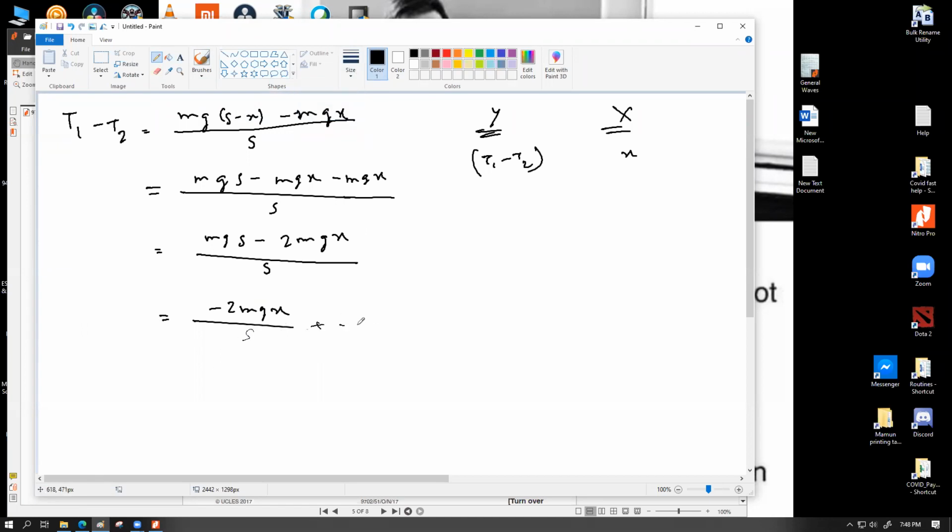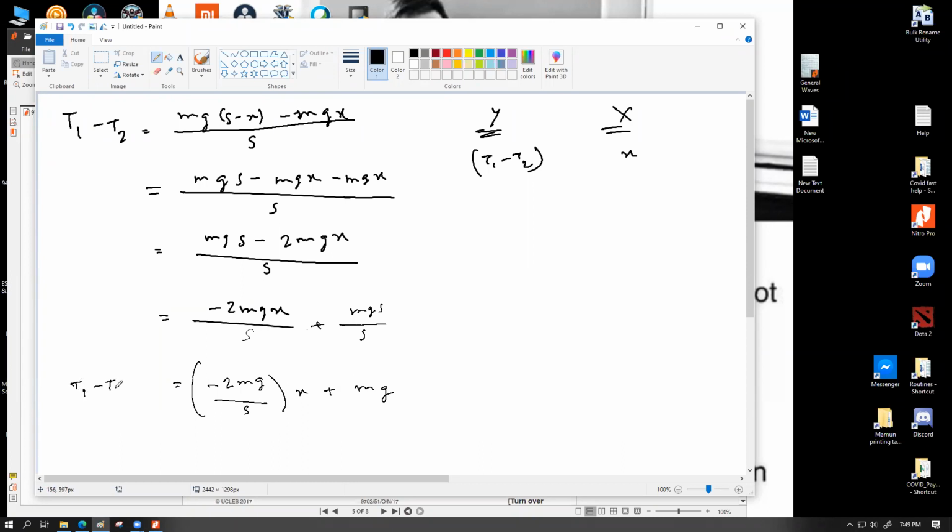Plus mgs by s. So ultimately this boils down to, I prefer to write it in this format, minus 2 mg divided by s into x plus mg. So this is the total mathematical working that you are expected to do for this part.